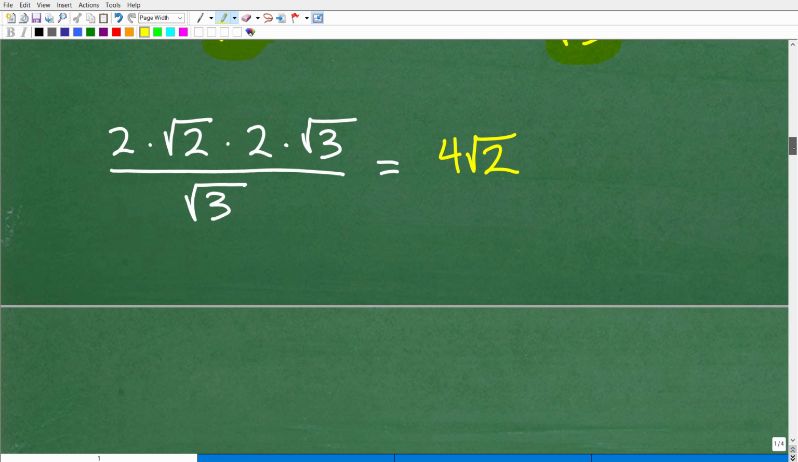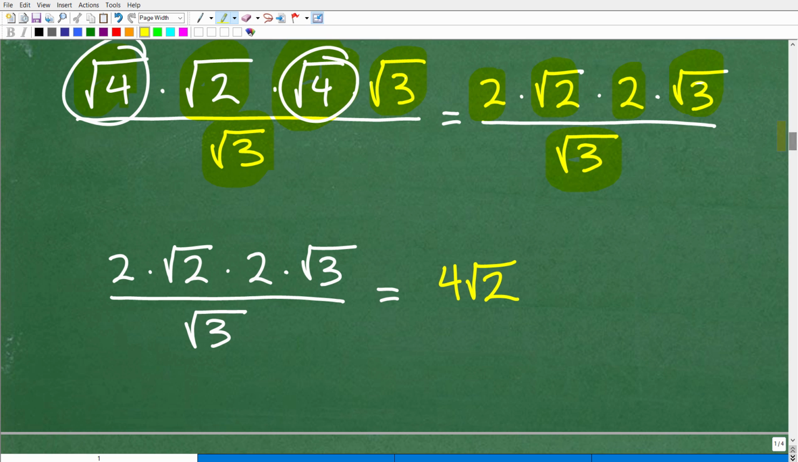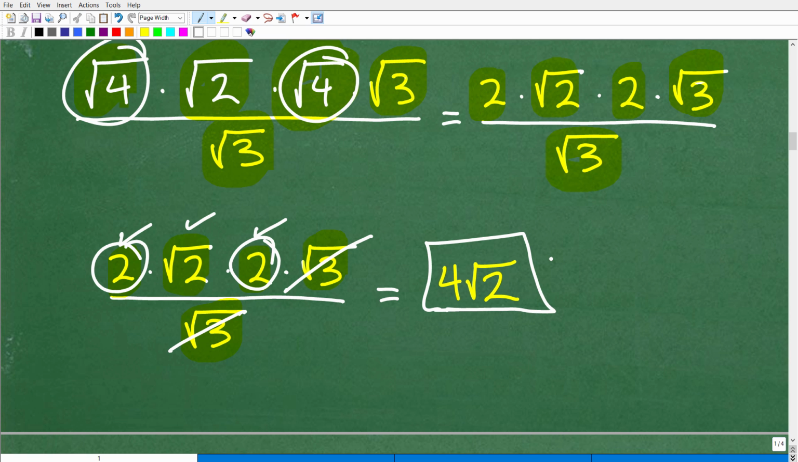Well, what can we do now? Let's take a look at the problem. We have 2 times the square root of 2 times 2 times the square root of 3, and a square root of 3 down here. So these are common factors, and I can cross cancel these square root of 3s. I'm left with 2 times the square root of 2 times 2. So 2 times 2 is 4, and you're multiplying that 4 times the square root of 2. And this is the final answer.